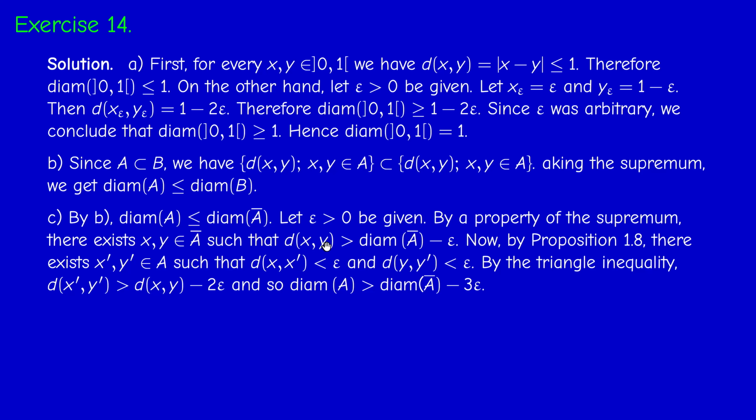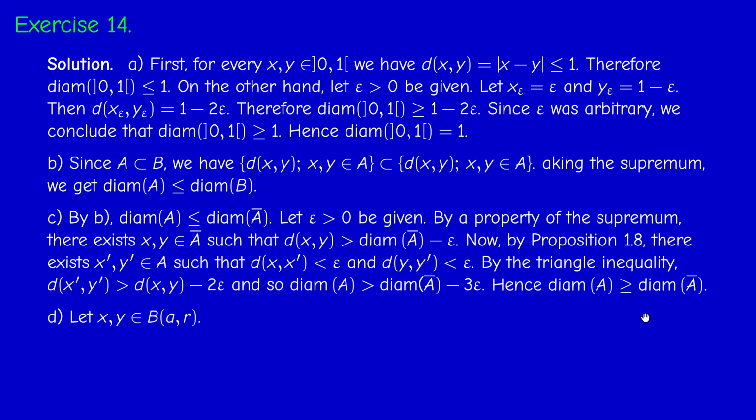And d(x, y) minus epsilon is bigger than the diameter of A bar minus epsilon. So I get minus 2 epsilon minus epsilon, so I get minus 3 epsilon. And you conclude in the usual way: the diameter of A is bigger or equal than the diameter of A bar, and therefore we have equality.